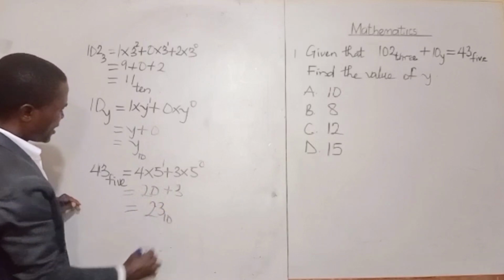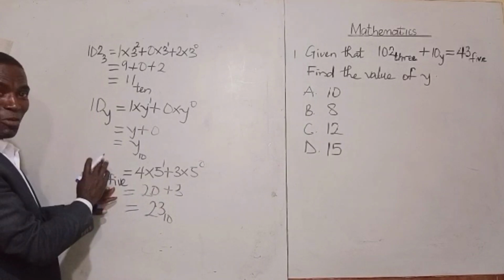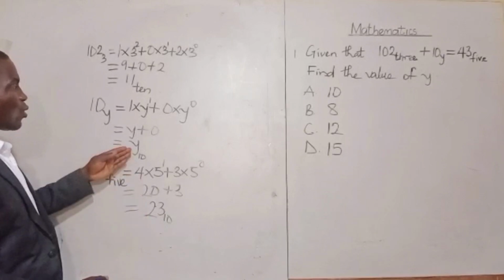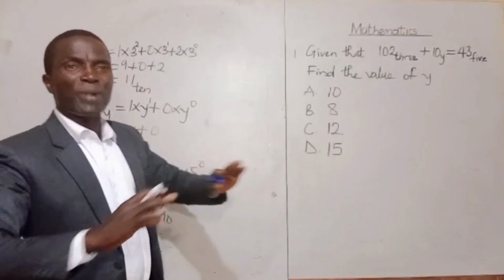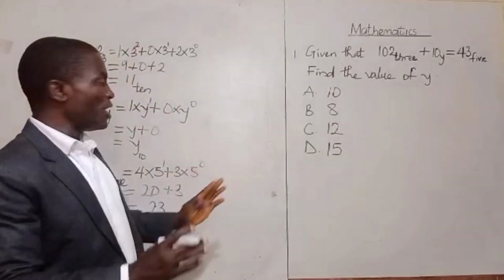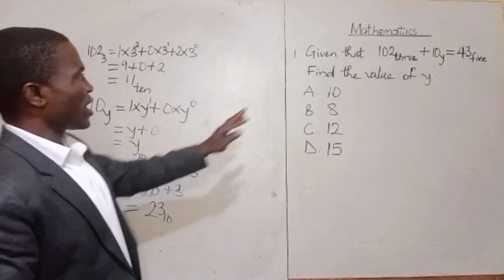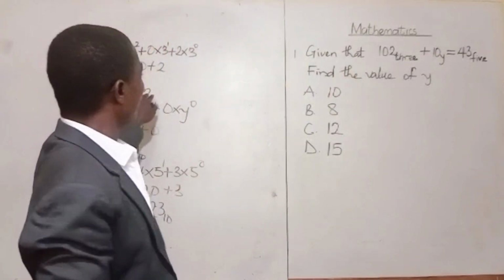23 base 10. That means 43 in base 5, which is a different language entirely, but in general language that everybody understands, it is 23 base 10. So all the figures that were in different platforms initially have been converted to a similar platform. So based on this, we can now come up here and apply them one after the other.